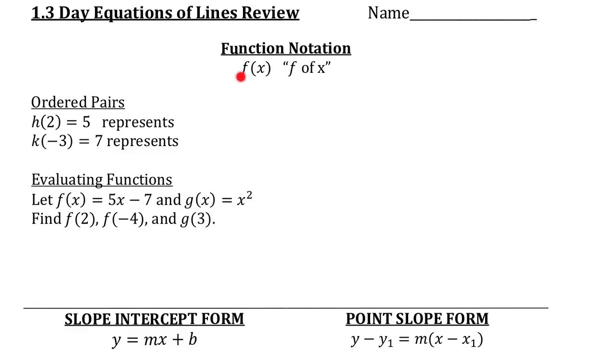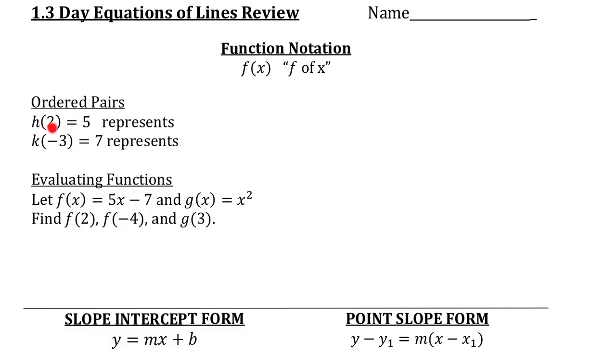It normally has a letter, and then in parentheses it has an x or a t. The way we say this is f of x. F is just a way of labeling your equation so you can keep track of different equations. Okay, the x is your input value or your x value. Okay, function notation can be used to represent ordered pairs or equations.